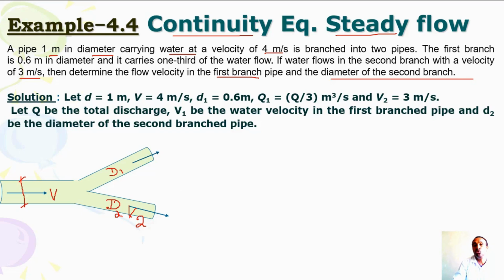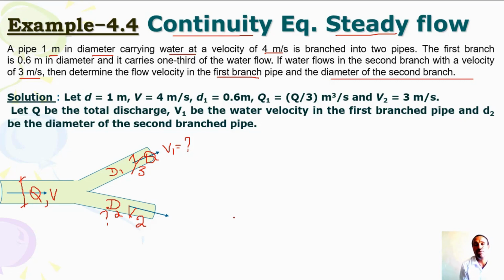So what will be D2? And you have here 1/3 of Q. So you have Q, the total flow rate, and the velocity. Then in the first pipe, 1/3 of the flow rate is going, 1/3 of Q. So what will be the velocity in the first branch, V1, required? What will be V1? And D2, how much? So these are the questions.